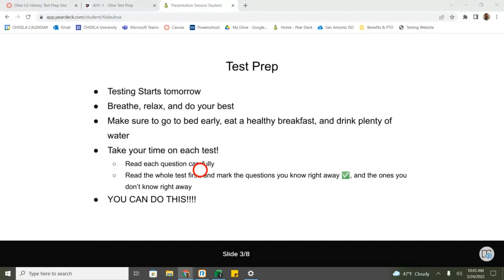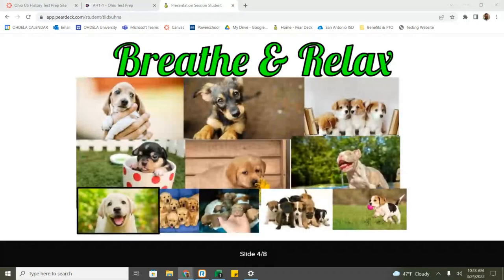So this next slide is for you. Just a relaxing slide. Just breathe and relax and enjoy some puppies for a minute. Enjoy all the little puppies. Relax. It's going to be okay. It's just a test.